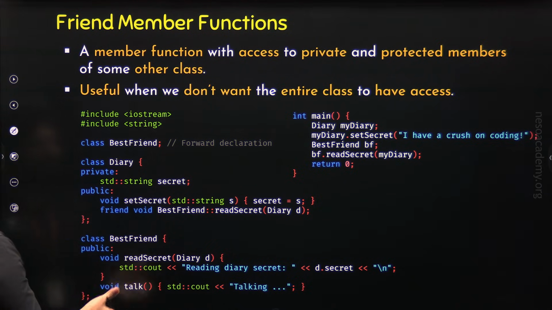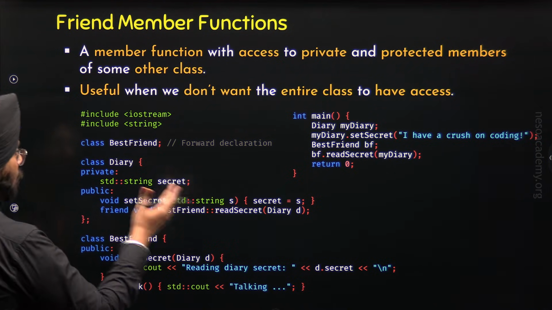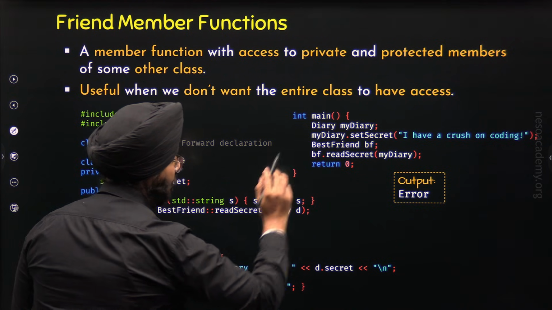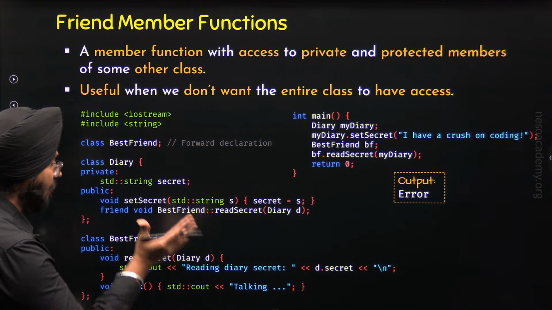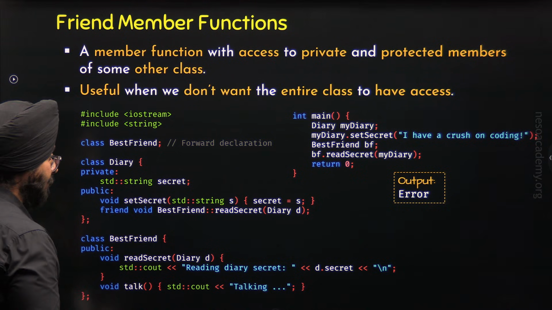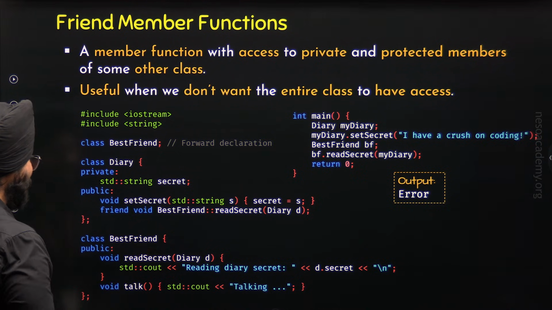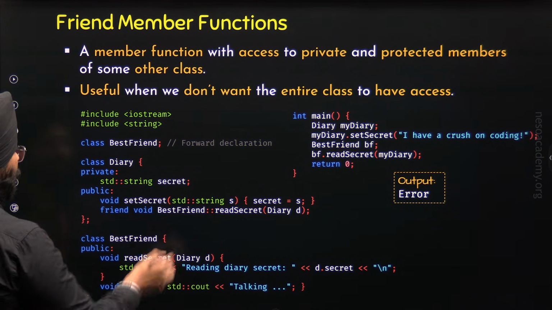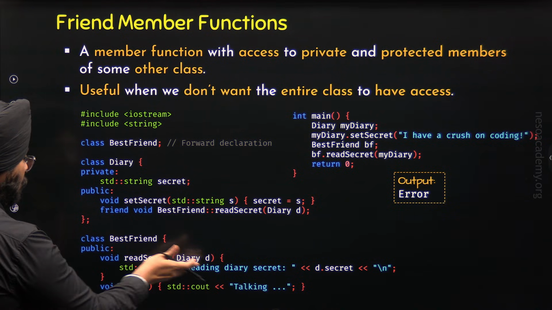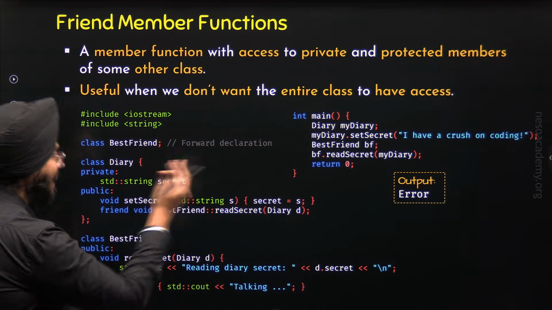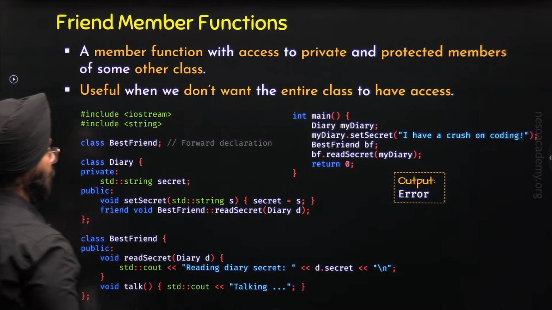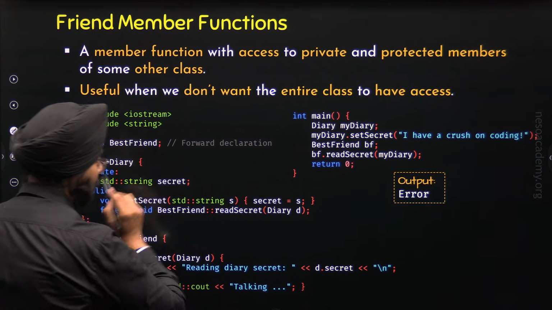Now, it seems like this program will work as expected, just like before, and we will get the output on the screen. But here, we will get an error from the compiler. Now, you might be thinking, why are we getting an error here? We are doing everything right. We have made this member function the friend function of this class. Now, this function can access the variable secret. And this function is not using the secret variable, therefore we should not get an error from the compiler, but we are getting an error. And we are getting the error because of the readSecret function.